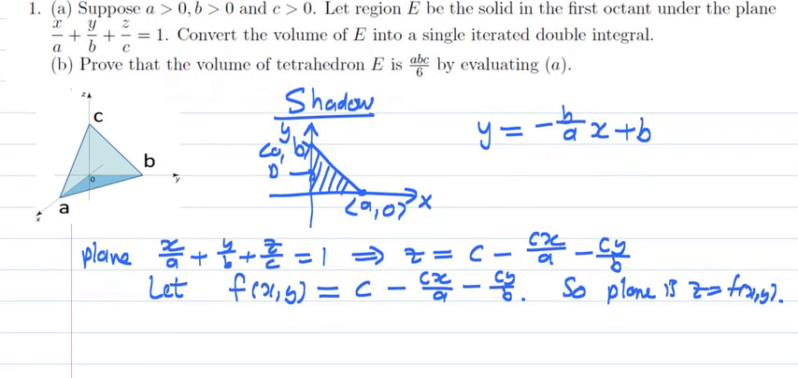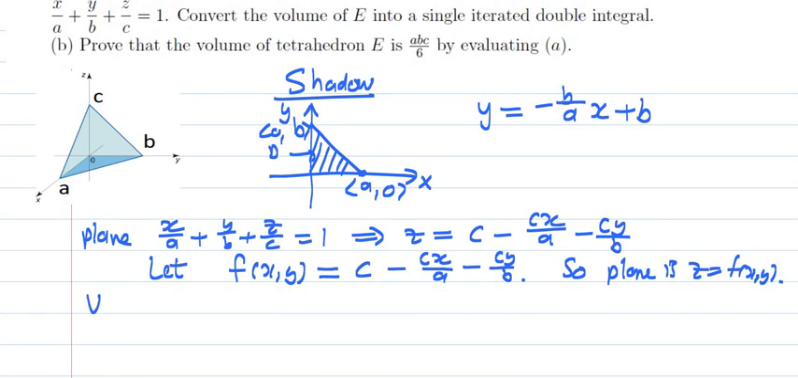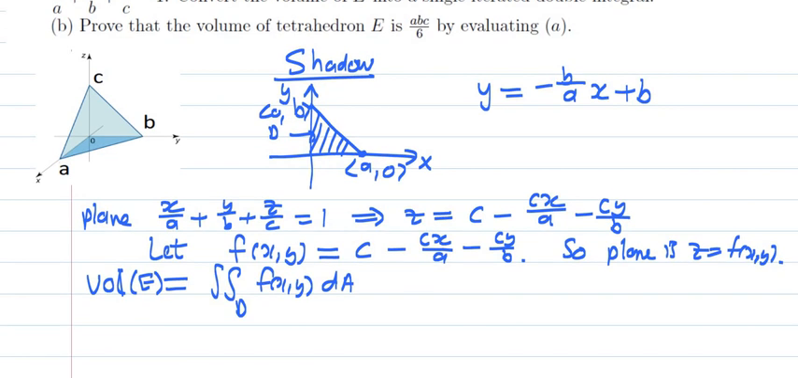And now we're in business, because now we can say the volume of tetrahedron E is written as a double integral over the shadow in the xy plane, the function of two variables dA. So f is the height above the xy plane. And the question says it must be an iterated double integral, so you can now pick an order. You can pick dy dx or dx dy. I'm just doing one order, but you're welcome to do the other order.